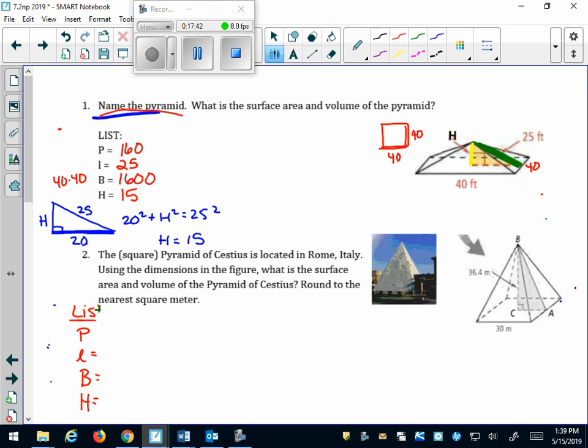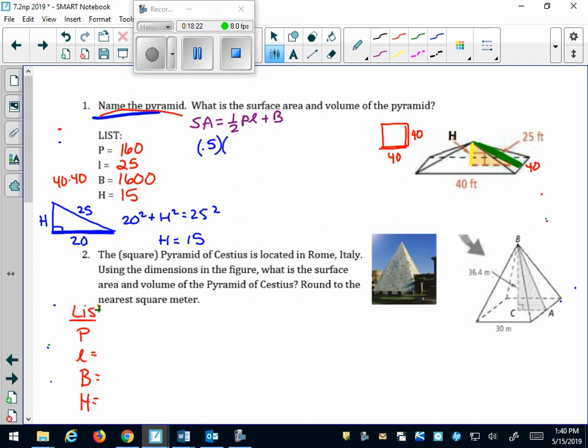Don't write too big, because there's not a lot of space here to find these things. All right, so let's do surface area. Okay, so 1/2 PL. On a test, this is exactly what I want to see. I want to see a list. I want to see the formula you're using. And then I want to see what numbers you're plugging into that formula. So you could change this to a 0.5 if you want. You can leave it as a 1/2.